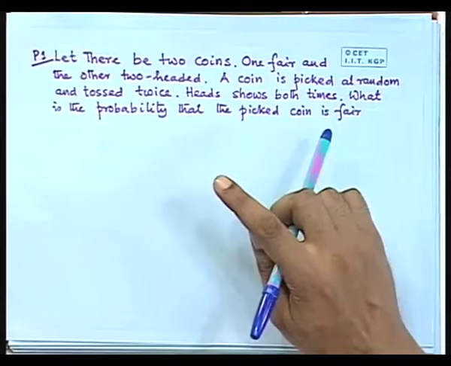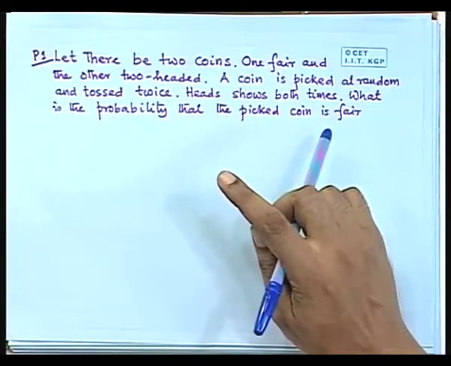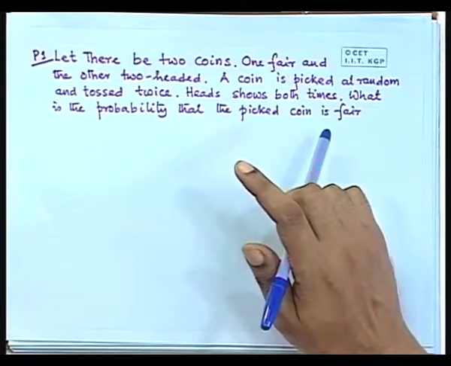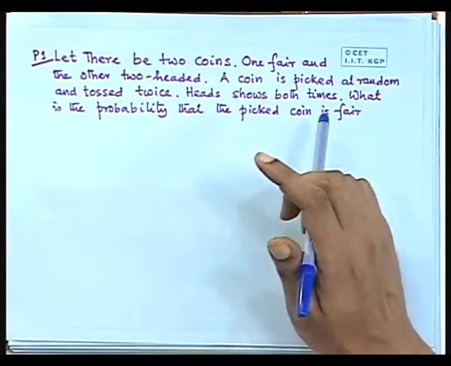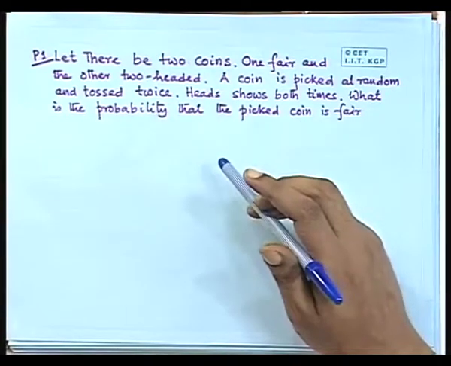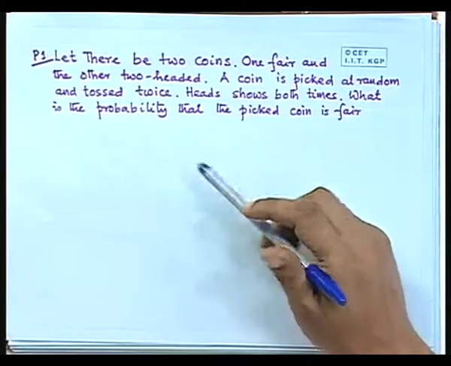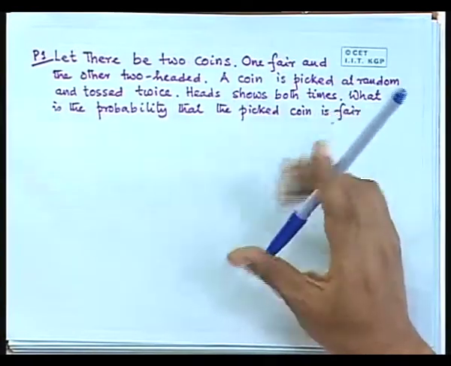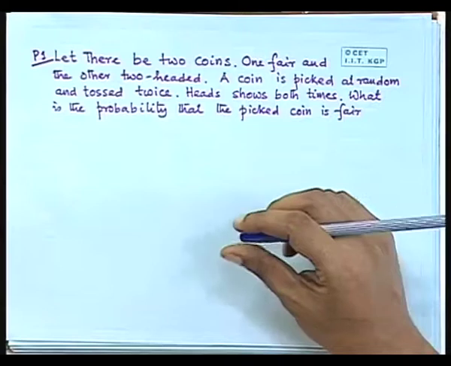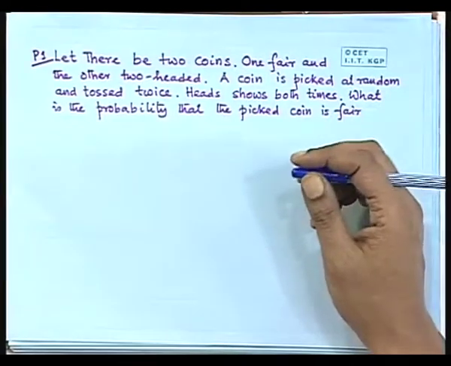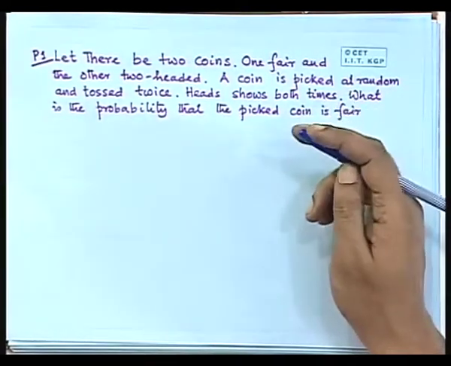It's the other way, right? So what is the general probability that the picked coin is fair? It is half, because you are picking up one of the two coins at random. So the probability of picking up the fair coin is equal to the probability of picking up the two-headed coin. So the a priori probability of picking up the fair coin is 0.5.